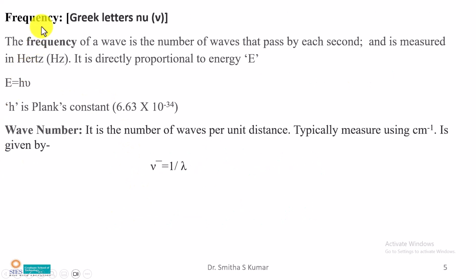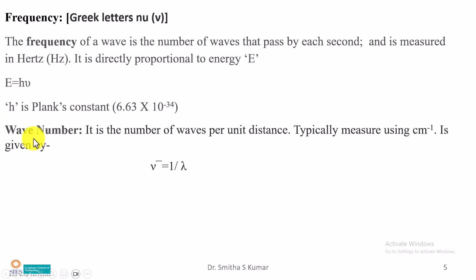Next, we will talk about frequency. It is denoted by the Greek letter nu. The frequency of a wave is the number of waves that pass through a point in each second and is measured in hertz. It is directly proportional to energy E. E is equal to h nu, where h is Planck's constant and nu is the frequency.